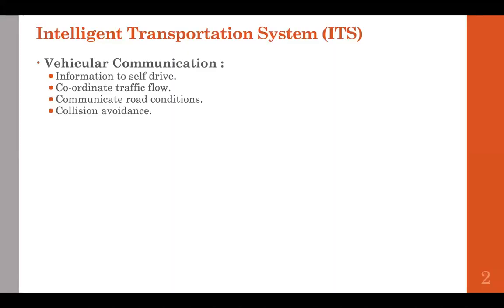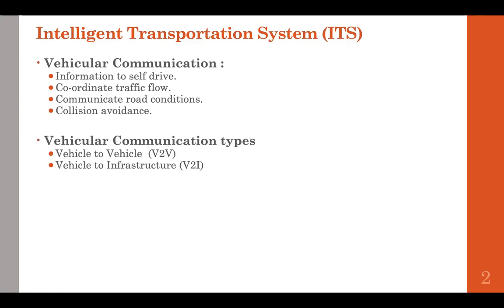At a high level, one of the components of D2ITS is vehicular communication. The job of vehicular communication is to send the information for self-driving, coordination of traffic flow, communicating road conditions, collision avoidance, and so on. So these are the basic functionalities a vehicular communication should provide.